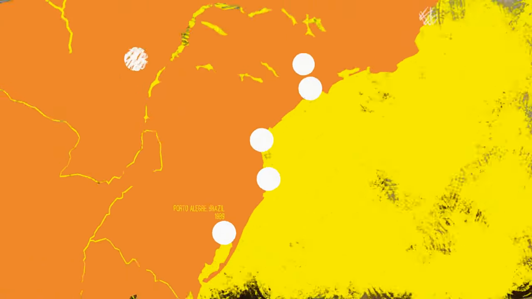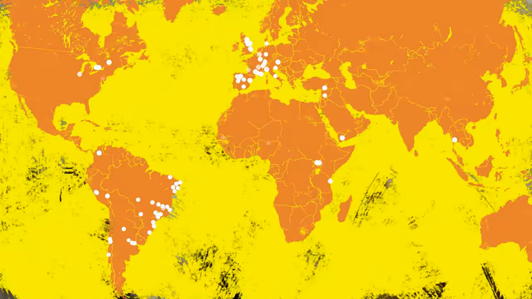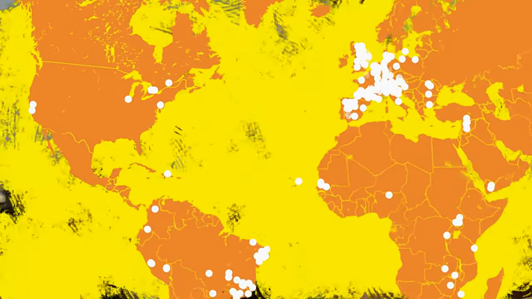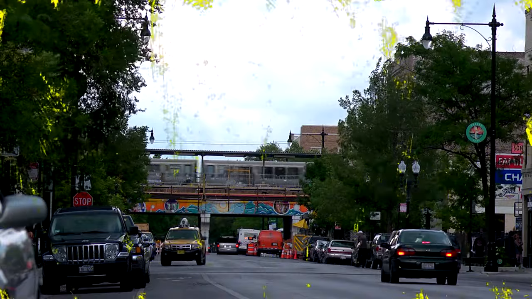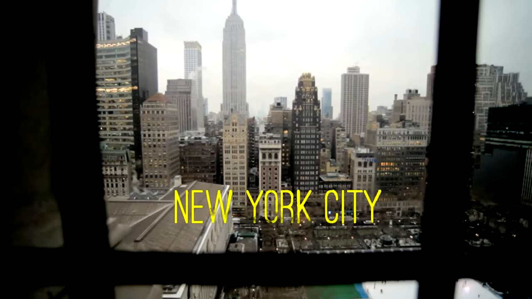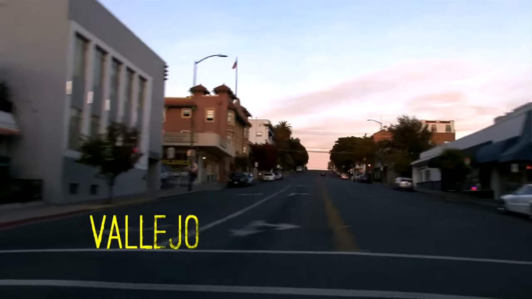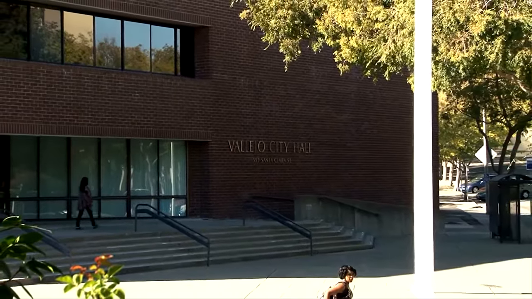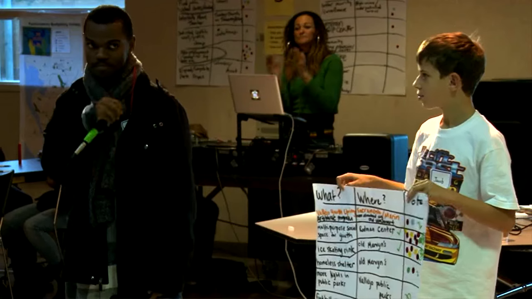It started in Porto Alegre, Brazil in 1989. From there, it spread all over Latin America and over 1,500 cities around the world. In Toronto, public housing tenants have decided to spend millions of dollars each year on improvements to their buildings. In Chicago and New York, city council members have set aside discretionary funds for the community to decide. In Vallejo, California, PB has been used citywide for funds from a new sales tax. It's also being used in counties and states, universities and schools, and public agencies and nonprofit organizations.